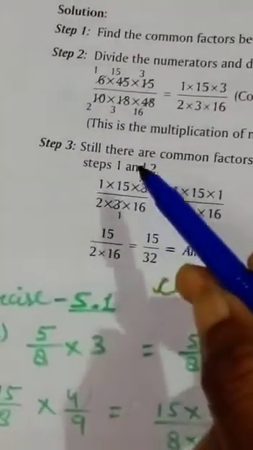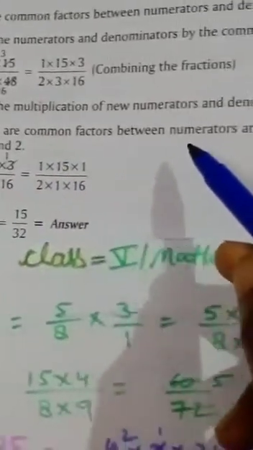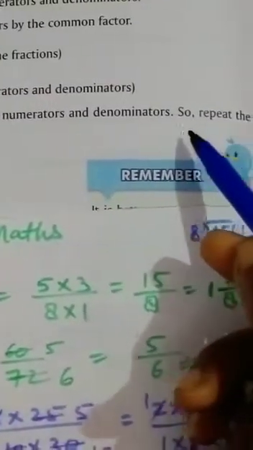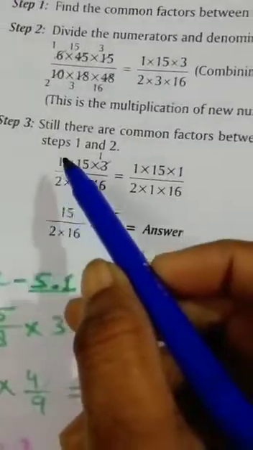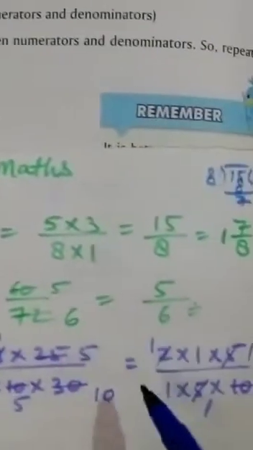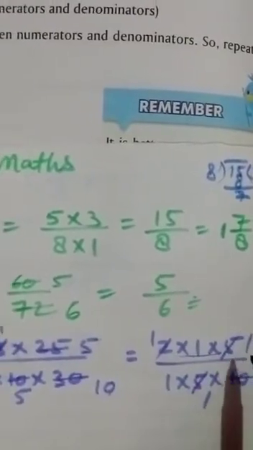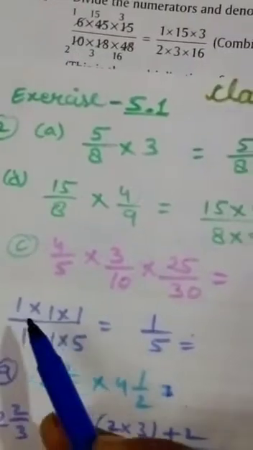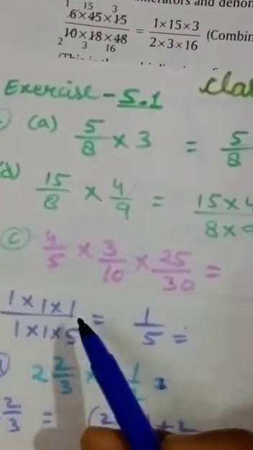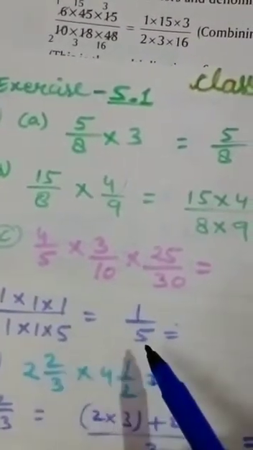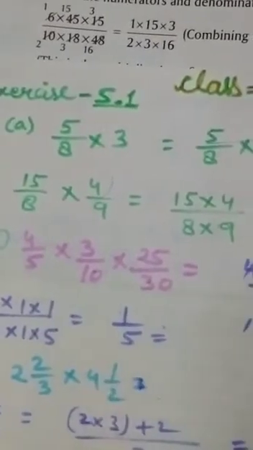See Step 3. Still there are common factors between numerators and denominators, so repeat Steps 1 and 2. See here, I have repeated this. Now what is remaining? 1 into 1 into 1 in the numerator and 1 into 1 into 5 in the denominator. So what is the multiplication of 1s? 1, and 1 fives is 5. It will be the final answer.